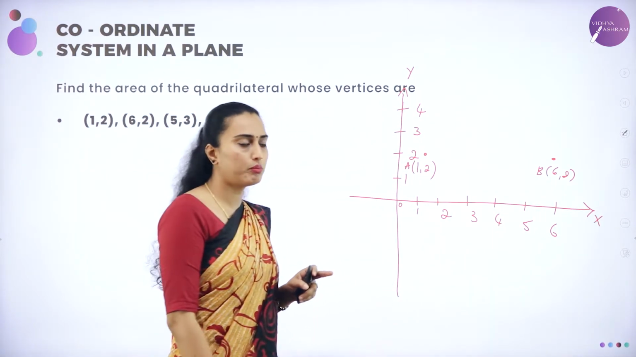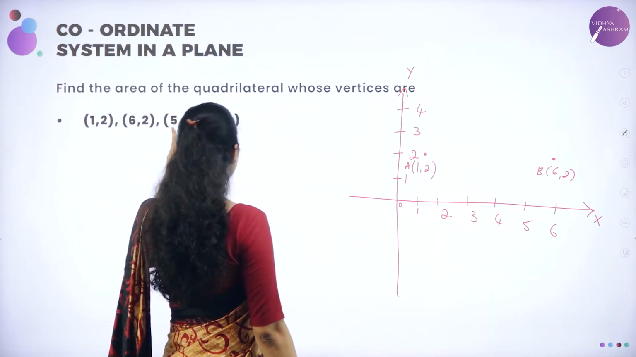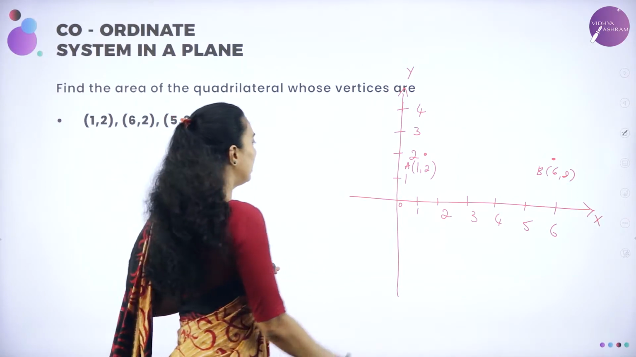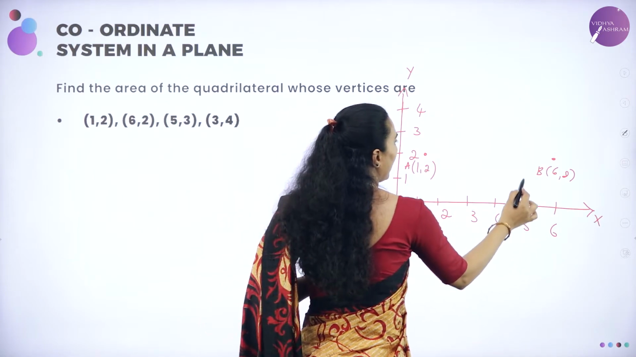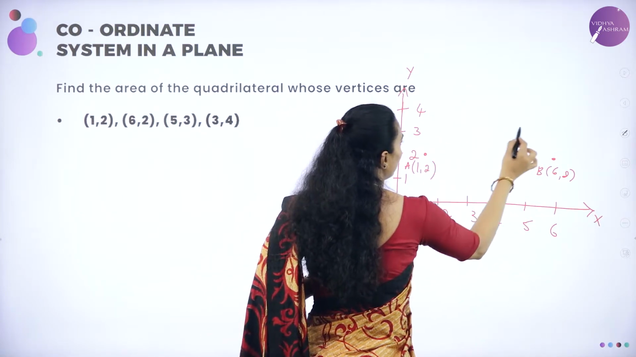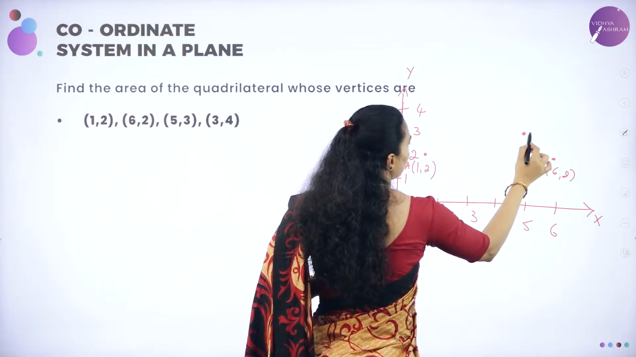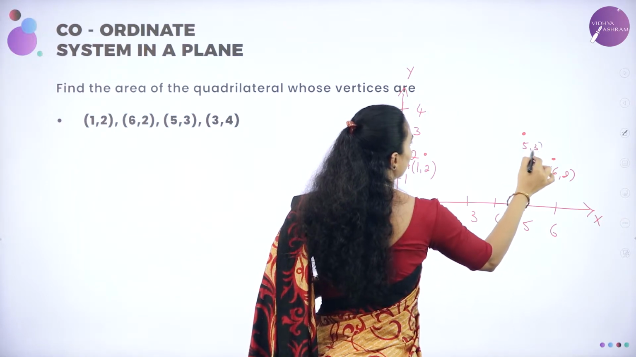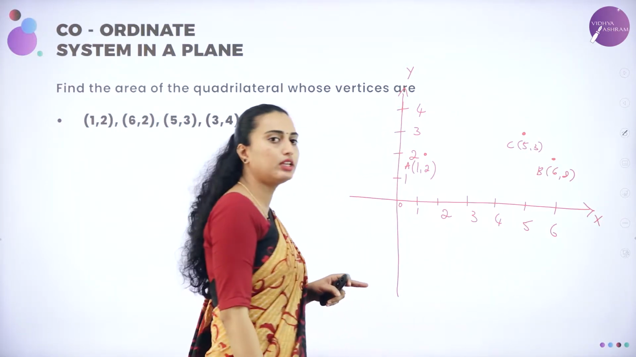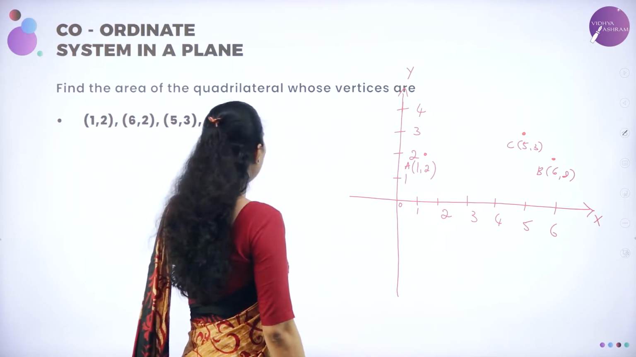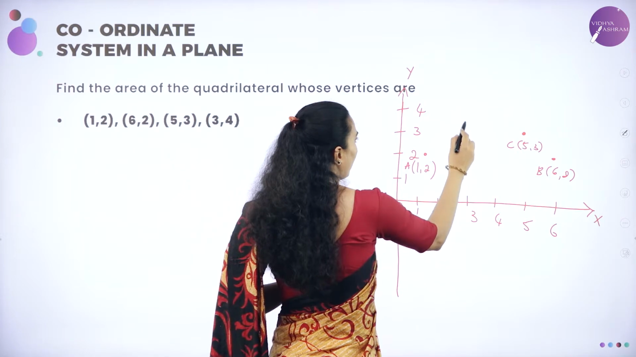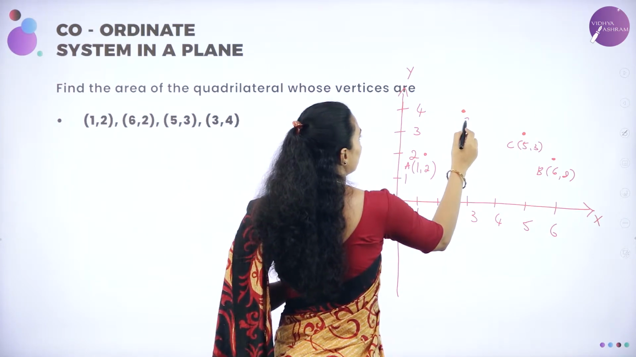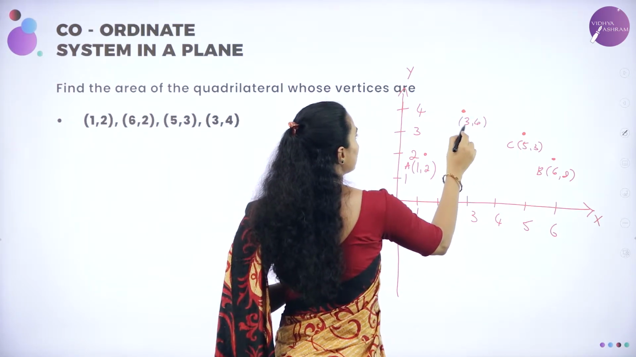Let B be (6, 2), and then I am going to take 5, 3. Where is 5, 3? 5 will be here and 3 will be here, isn't it? So this is 5, 3. That is C of 5, 3 I am taking. And then I am going to take 3, 4. What is 3, 4? The x-axis is 3, the y-axis is 4. So I am going to take this one as D.